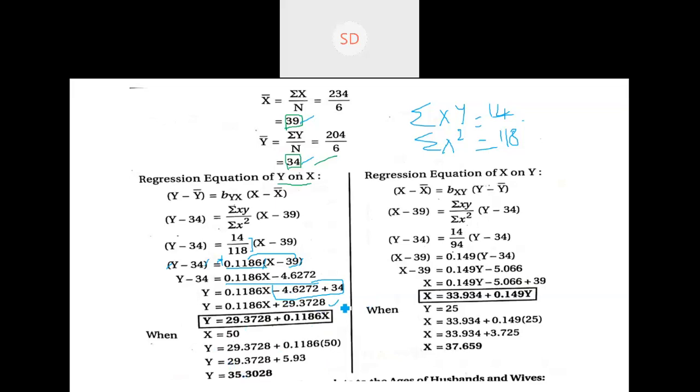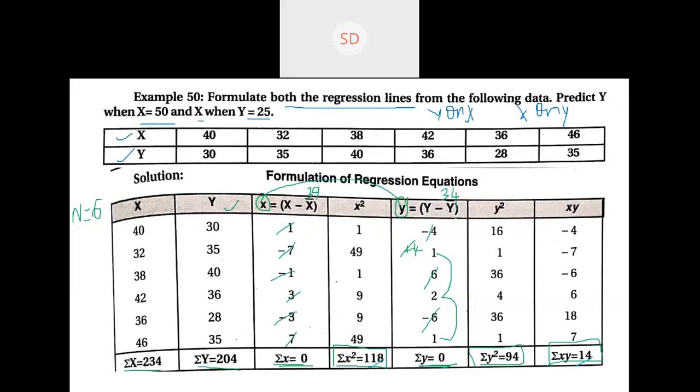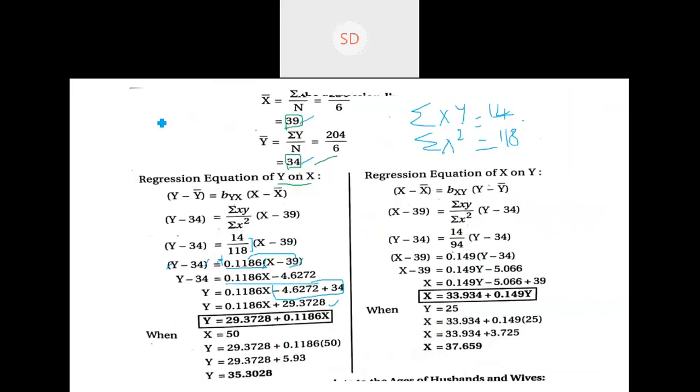Okay. Now, in this problem, we should not stop only until here. We have some more information given in the problem that has to be applied in this regression equation. Now, let us see what is that. If you come back to the question, they are saying predict y when x is equal to 50. So in this equation, they are saying predict or calculate y when x is equal to 50. Now we will apply that 50 value to this x and calculate the y value.